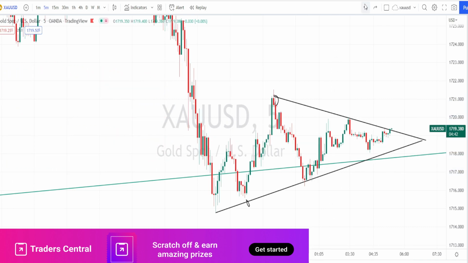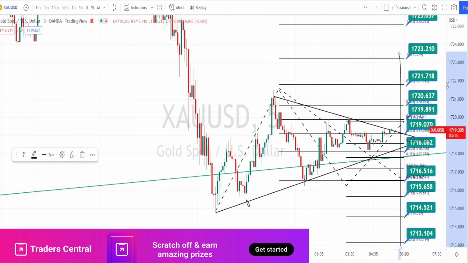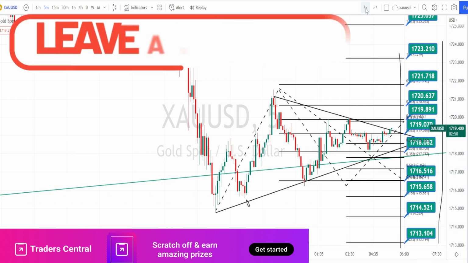Let us mark the support and resistance levels. So the values within this green color boxes are the resistance and support levels for 5 minutes time frame. That's all the analysis for today.